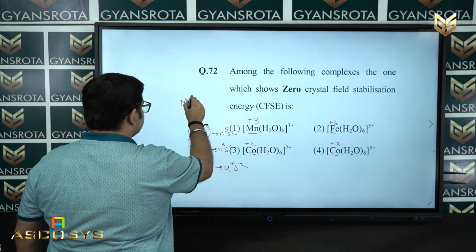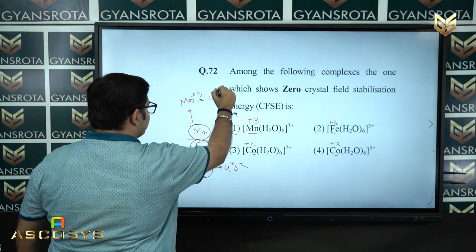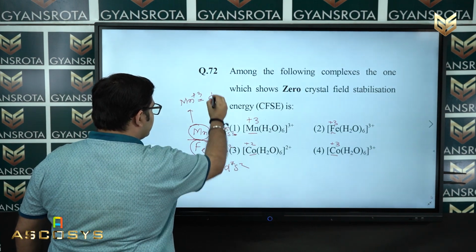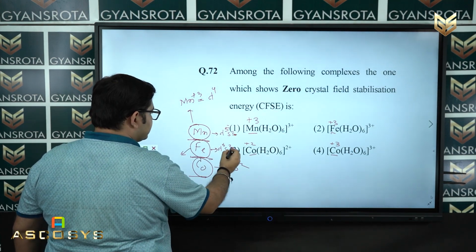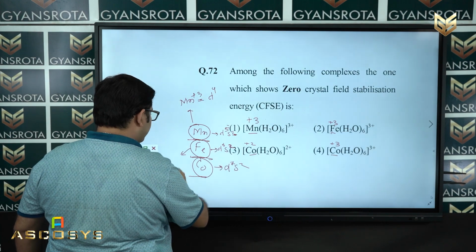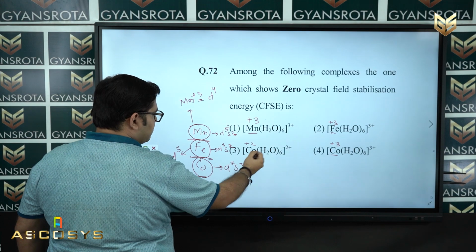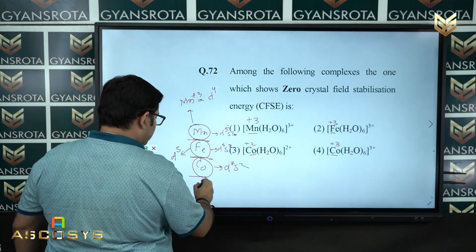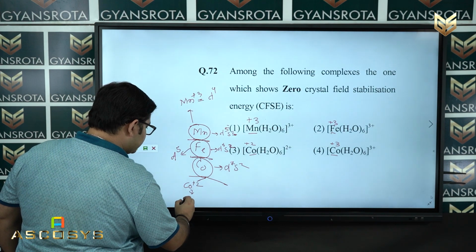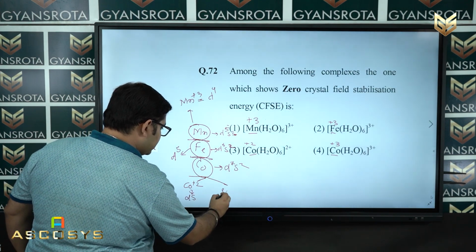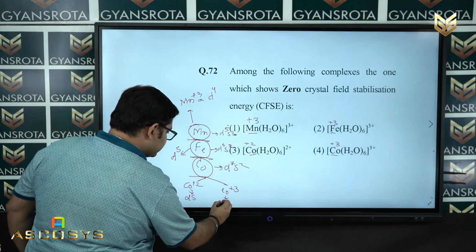+3 will give you d4, 2 from here, 1 from here, so it will be d4. For Fe it will be in +3 state, +3 state means 2 from here, 1 from here, so it will give a d5. Now for Co, cobalt shows +2 and +3. For Co +2 it should be d7 and for Co +3 it should be d6.